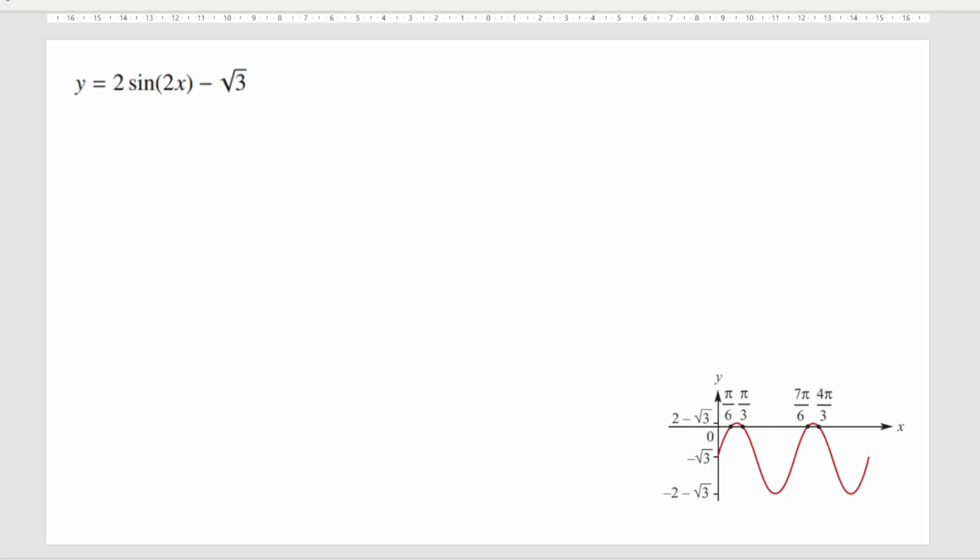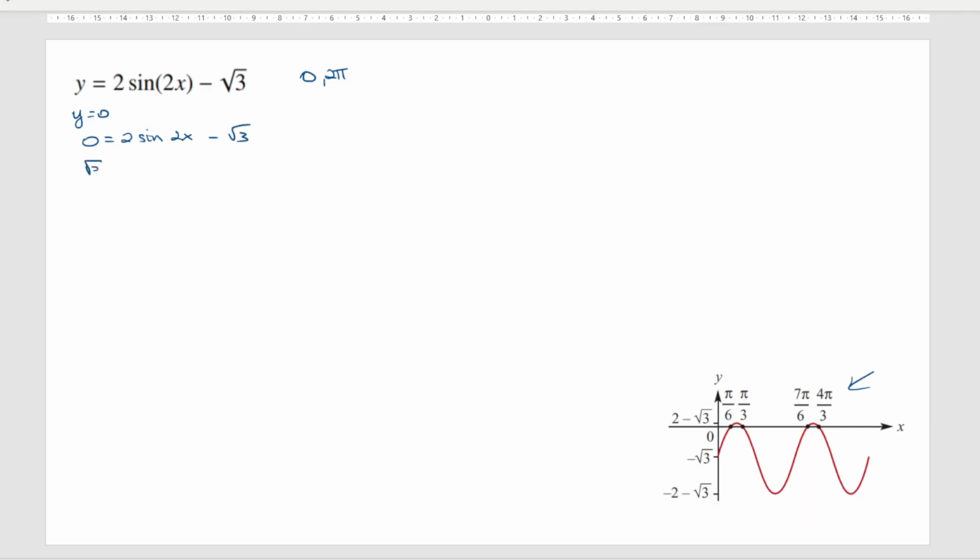In this question, we're going to find the x-intercepts for the domain between 0 and 2 pi. We have the answers right here. Let's see how we get to the answers. So to find the x-intercept, we let y equal 0. So we have 0 equals 2 sine 2x minus root 3.